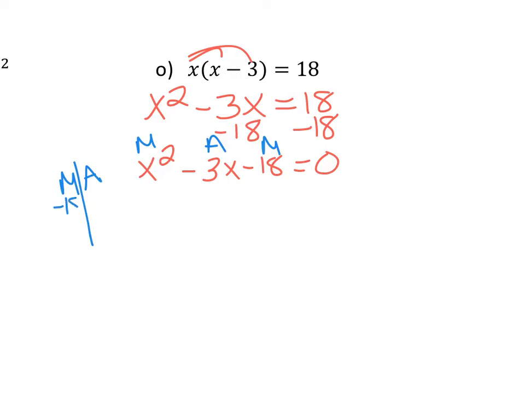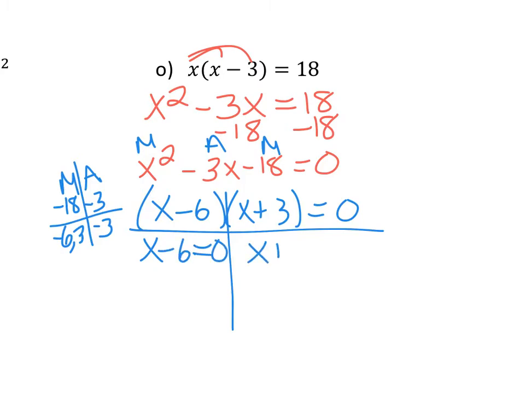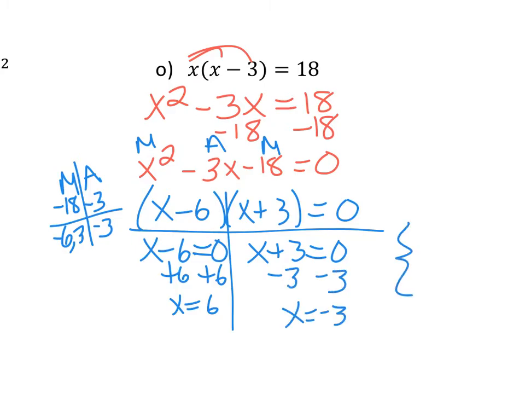M is negative 18, and A is negative 3. Negative 6 times 3 is negative 18, and when you add them, you get negative 3. The factors are x minus 6 and x plus 3. Do your t-chart. Set them both equal to 0. And solve. Plus 6, x equals 6, minus 3, x equals negative 3. Making your roots negative 3, comma 6.